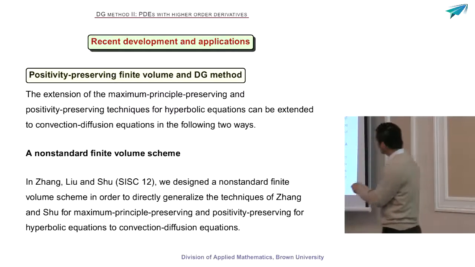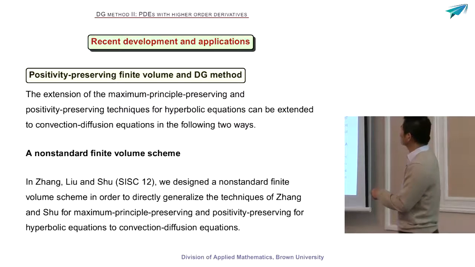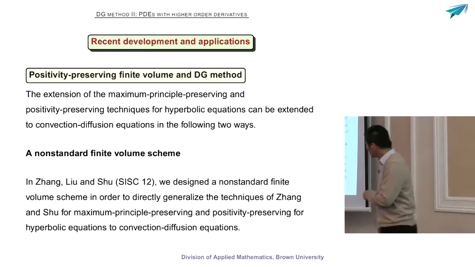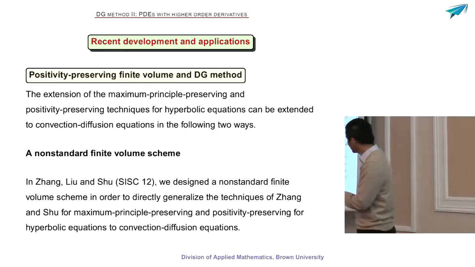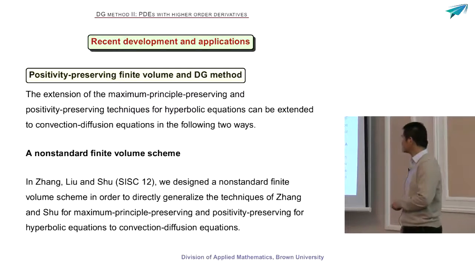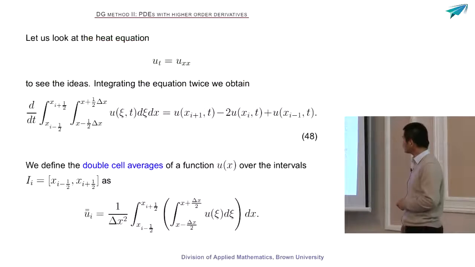You can extend this technique from hyperbolic equation to parabolic equations in 2 directions. The first direction is the so-called non-standard finite volume scheme. In this paper, with Xiangxiong Zhang and Yuanyuan Liu and myself, we designed a so-called finite volume scheme, but it's not the standard finite volume scheme. This particular finite volume scheme's framework allows us to directly generalize the positivity preserving technology from convection equation to diffusion equation. So let me explain this particular non-standard finite volume scheme.